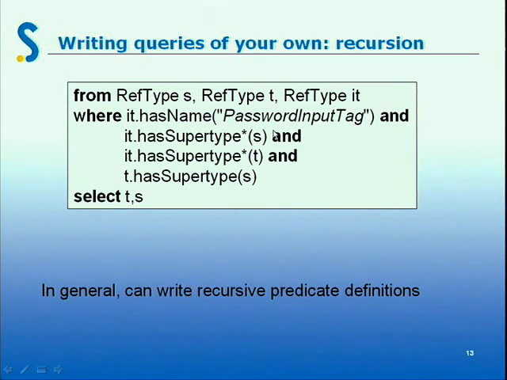There's a subtle point, however. I've used has supertype star here, and that means that we're not interested only in immediate supertypes, but possibly in a chain. So it has a supertype S0, S1, S2, all the way up to S. So this is actually a very limited form of recursion. And it turns out that in this particular application, it's often quite enough. So most recursive queries just use implicit recursion using this star operator.